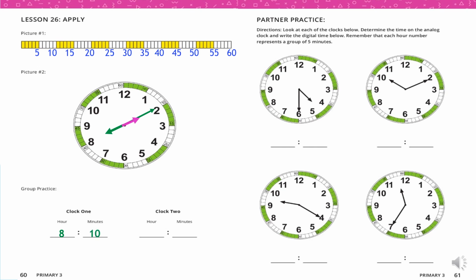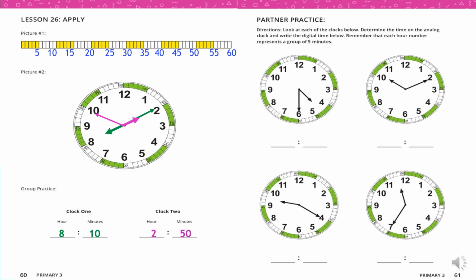Another example, if the shorthand is referring to 2, so we will write 2 or 10? 2, because the shorthand is reading the exact number. So we will write here in hours 2. And the long hand is referring to 10. So the long hand will read 10 groups of 5, which is 10 times 5 equals 50.